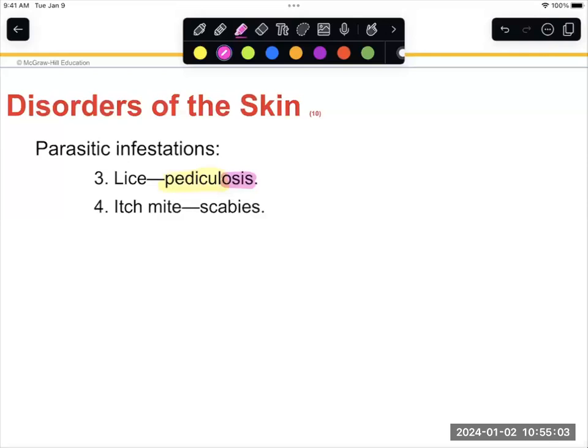An itch mite is another parasite that comes and lays eggs under the skin. This causes the infestation known as scabies. Scabies is usually a very intense itching rash.